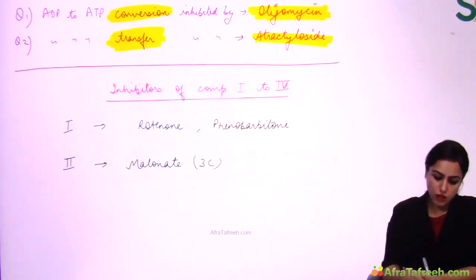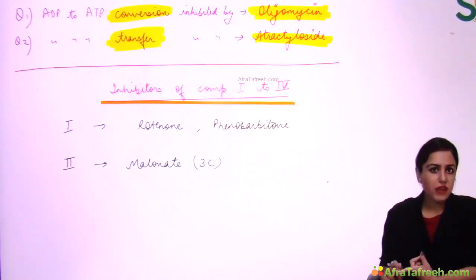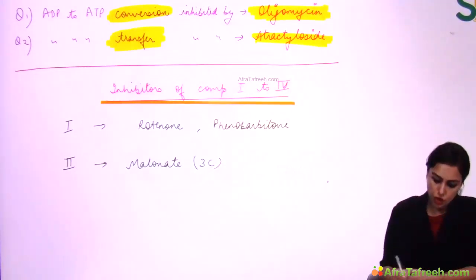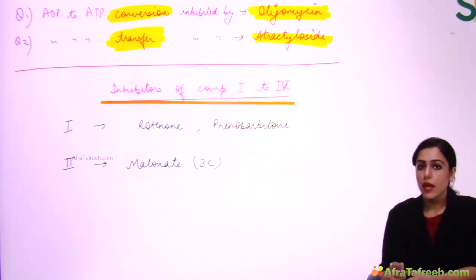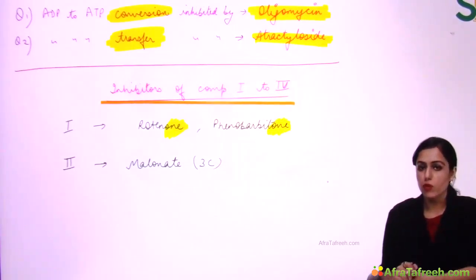Now the next thing we have to do is inhibitors of complex 1 to 4. The inhibitor of complex 5 I have told you is oligomycin. We have done the uncouplers. Now the remaining thing left is inhibitors of complex 1 to 4. Complex 1 inhibitors are rotenone and phenobarbital. I will take a mnemonic, and the best mnemonic is in the name. See, 1 is written at the end of both these compounds, rotenone and phenobarbital. So they are inhibitors of complex 1, very easy to learn.